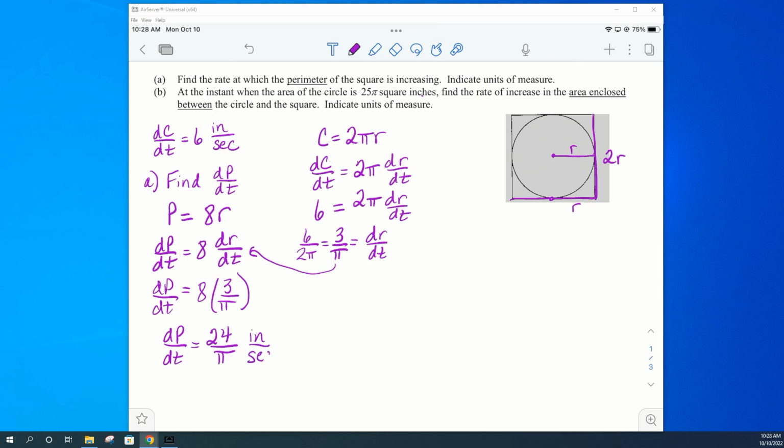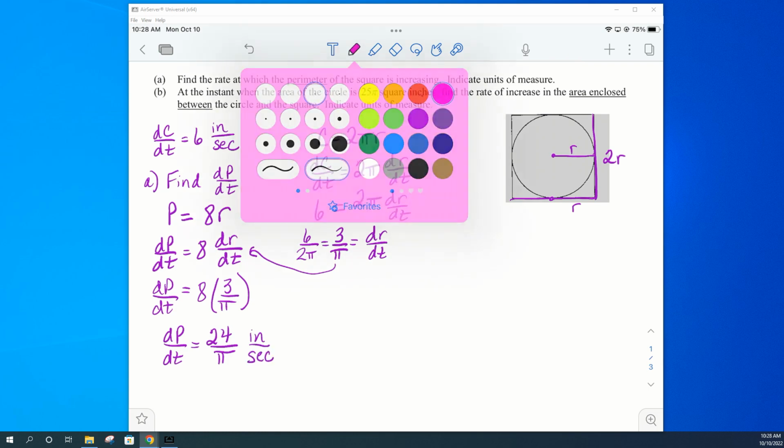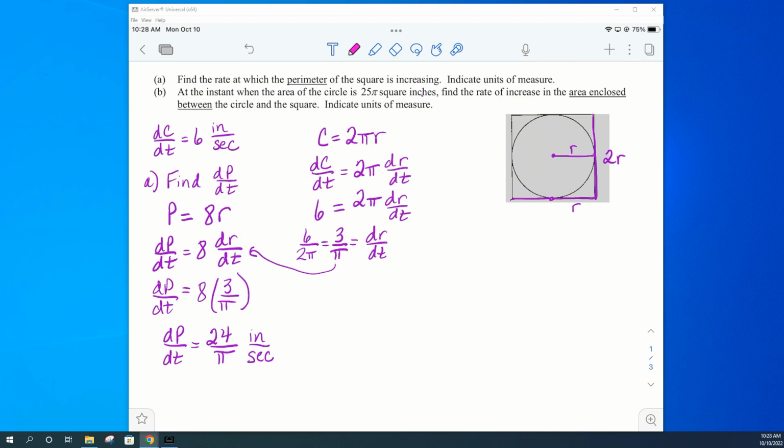Seconds. So that's going to be inches per second. Now, where are the points? Again, because you could do it differently, this question, letter A, was worth 4 points. So here's what we got.